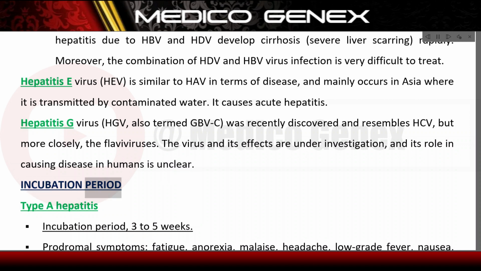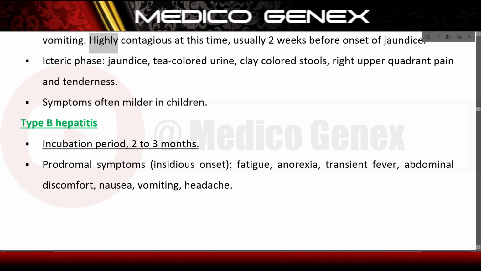Incubation period. Type A hepatitis. Incubation period, 3 to 5 weeks. Prodromal symptoms, fatigue, anorexia, malaise, headache, low-grade fever, nausea, vomiting. Highly contagious at this time, usually 2 weeks before onset of jaundice. Icteric phase, jaundice, tea-colored urine, clay-colored stools, right upper quadrant pain and tenderness. Symptoms often milder in children.